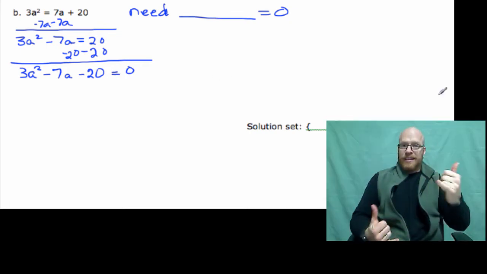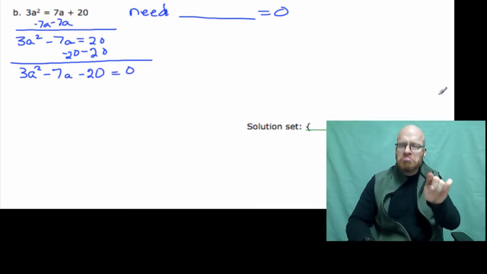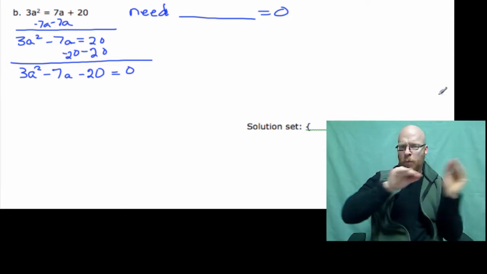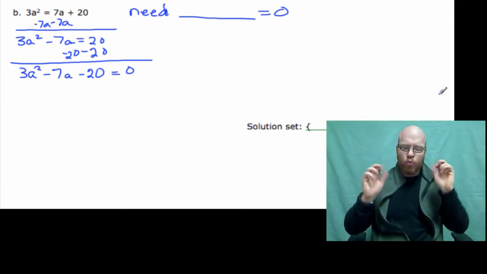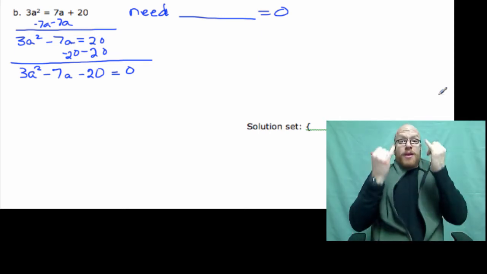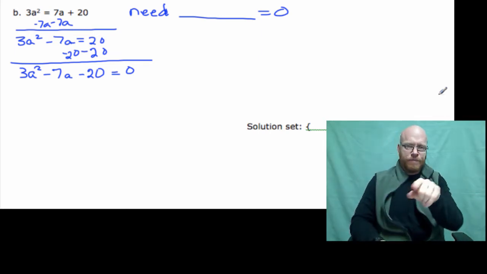All right. Now let me check my work. Okay, 7 came over and 20. Everything is moved over to the left-hand side, and we have it equals 0 now. All right, now we face the difficulty of factoring it.